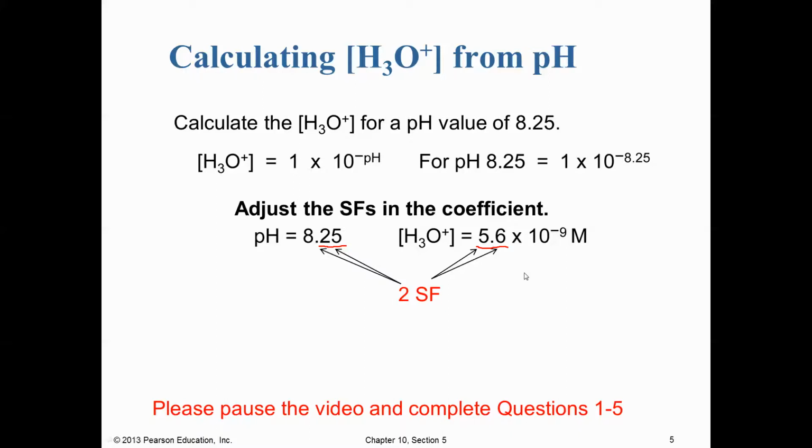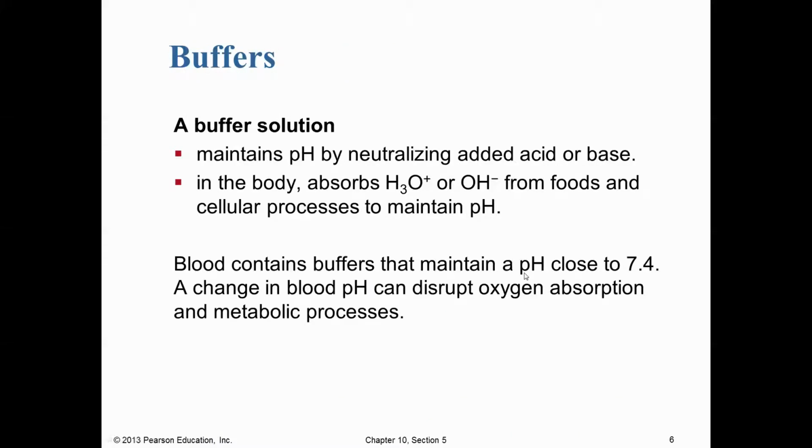Welcome back, everyone. Let's talk about buffers. Buffers are mixtures that keep the pH of a solution relatively stable. They maintain our pH by neutralizing any incoming acid or base. They have components that can absorb and neutralize the hydronium coming in, as well as components that can absorb and neutralize the hydroxide coming in.